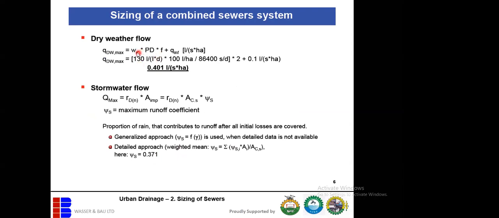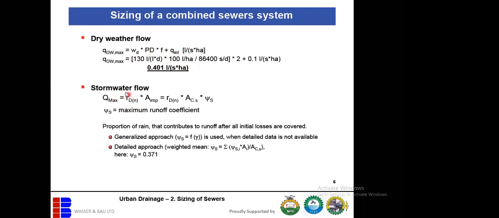Then here we calculated the dry weather flow, the wastewater flow going to the sewer line, and that is your water demand times your population equivalent times the safety factor, then times the infiltration, parasite infiltration water. So we assume 130 for water demand, multiplied by 100 capita per hectare, 100 persons per hectare. We divided it by this to convert day to seconds. We multiply by 2, which is our peak factor. And then we added the infiltration water. Everything will now give us 0.401 liters per second per hectare. So this is like a specific flow per hectare.